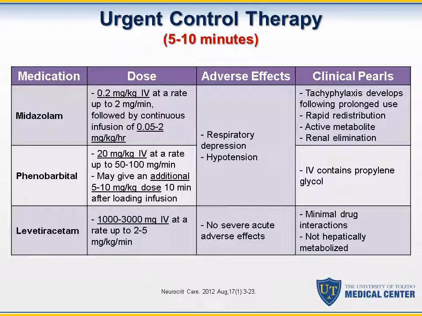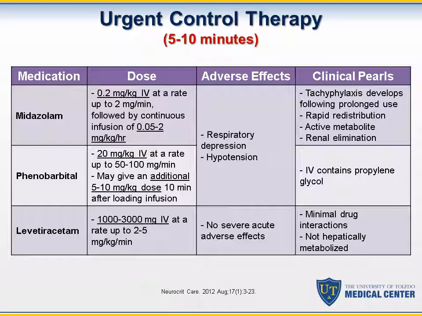Midazolam is dosed 0.2 milligrams per kilogram IV at a rate up to 2 milligrams per minute, followed by a continuous infusion of 0.05 to 2 milligrams per kilogram per hour. Again, adverse effects include respiratory depression and hypotension. Something I wanted to note with the continuous infusion is that tachyphylaxis can develop after prolonged use, so you will need higher and higher doses to attain the same therapeutic effect the longer the patient is on it.